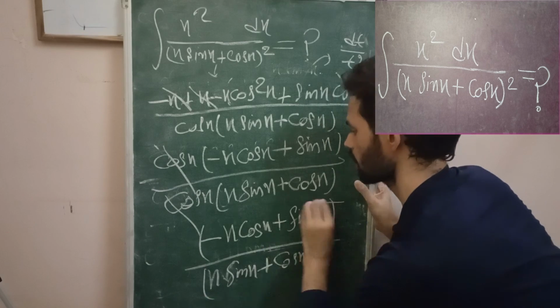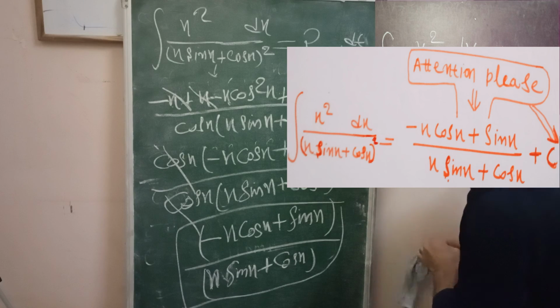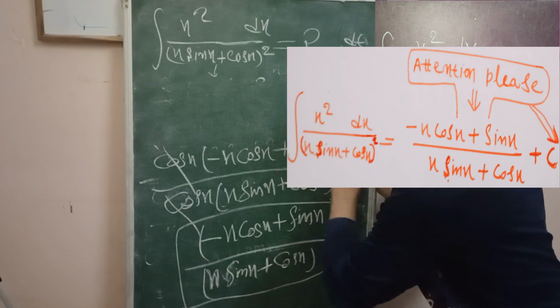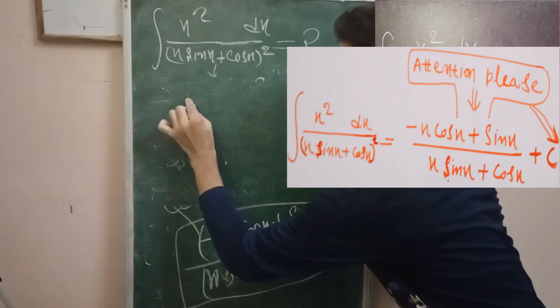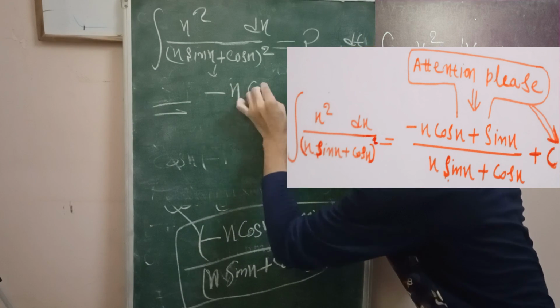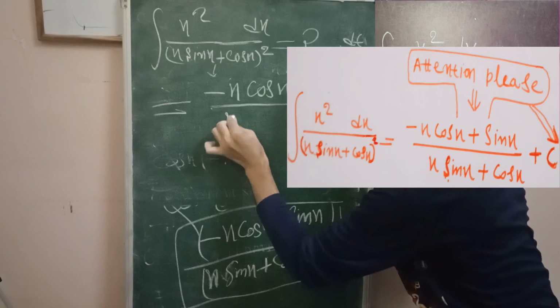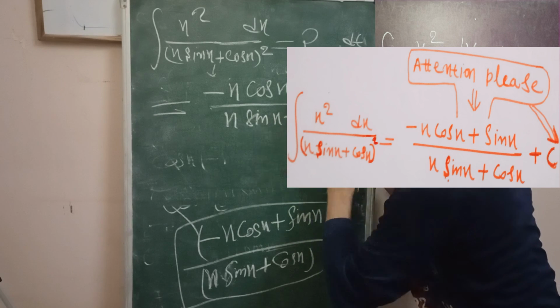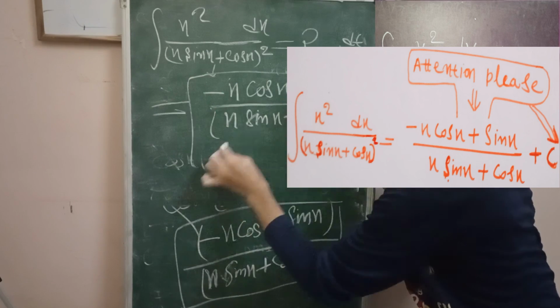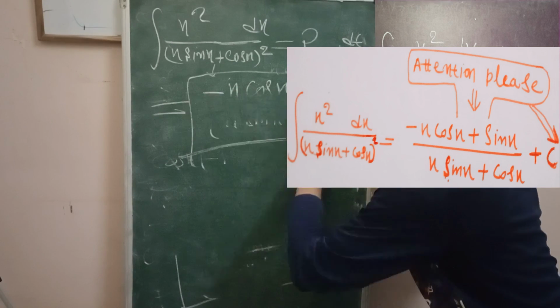So this is the final answer. This is equal to minus x cos x plus sin x divided by x sin x plus cos x. So this is the final answer after simplification. So that's all, thank you.